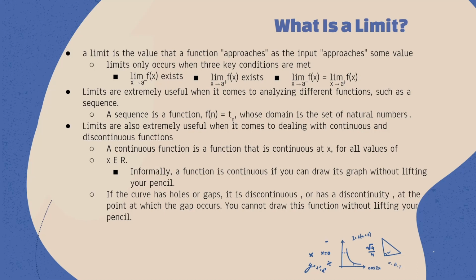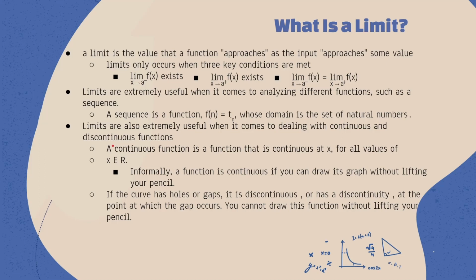Limits are also extremely useful when it comes to dealing with continuous and discontinuous functions. Those two words are probably new to you, which is why I've explained what they mean here, but essentially a continuous function is a function where the graph is always continuous and always defined, such that x is a real number. Informally, so if you don't think about it in mathematical terms, all that means is that if we had the function, we could write it or draw it with a single stroke. There's no need for you to pick up your pen and then place another point.